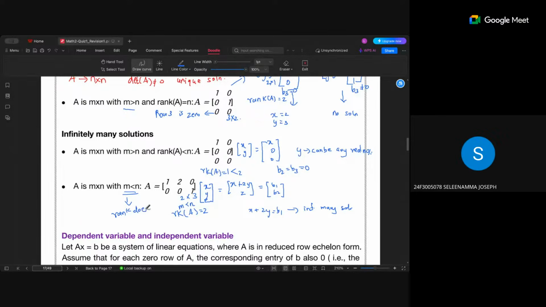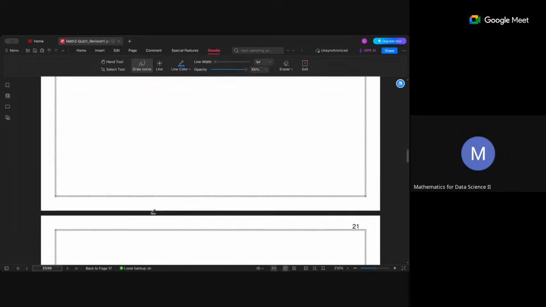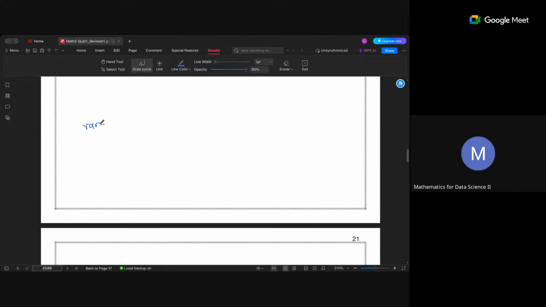Ma'am, what do you mean by B in range of A? I can't follow. Range of A is nothing but the span of columns of A. If B is in the range of A, it means B is a linear combination of columns of A.